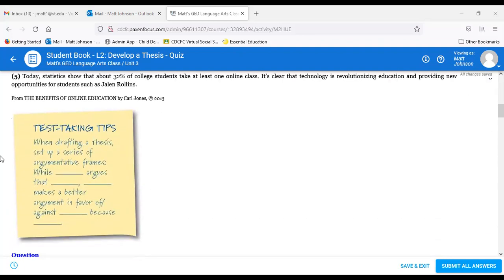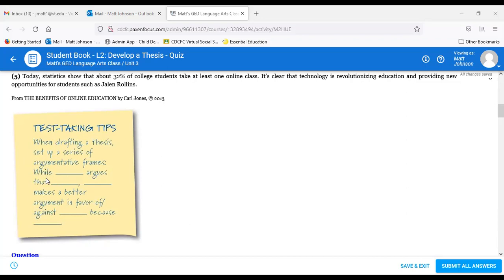Okay? And so we're going to encounter this a few times when we get to the workbook, especially, and I want to try to save this image and put it in Google Classroom because it really provides the framework of how you'll set up your thesis statement when you're talking about these. It says, when drafting a thesis, set up a series of argumentative phrases. Just put this in your mind. So, while blank argues that blank, blank makes a better argument in favor of or against blank because blank, right? So that's how you set it up. You would insert Clift here.